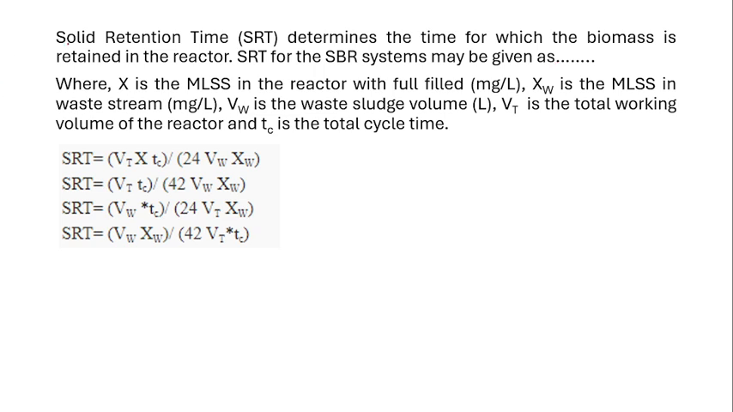So now the next question: solid retention time, SRT, determines the time for which the biomass is retained in the reactor. So SRT for the SBR system may be given as... How can this SRT be mentioned? What is the correct equation they are asking? Where X is the MLSS, mixed liquor suspended solids in the reactor at fill, in mg per liter, and XW is the MLSS in the waste stream, VW is the waste sludge volume, VT is the total working volume of the reactor, and TC is the total cycle time. So what is the right relation they are asking?